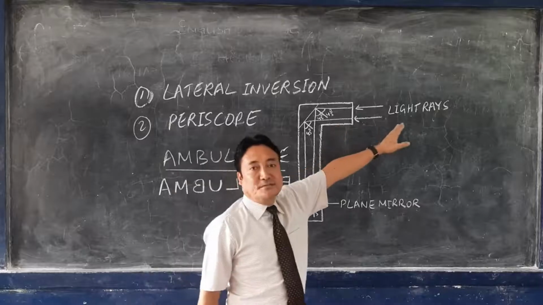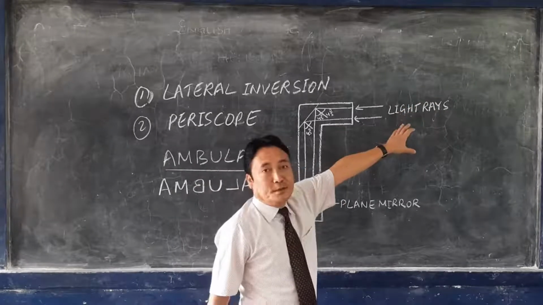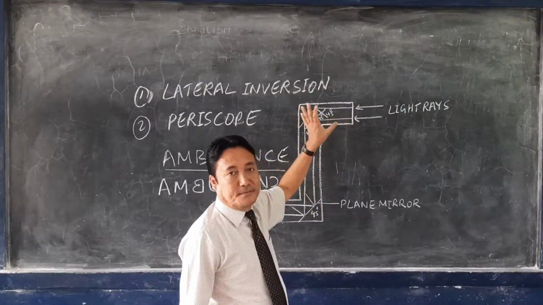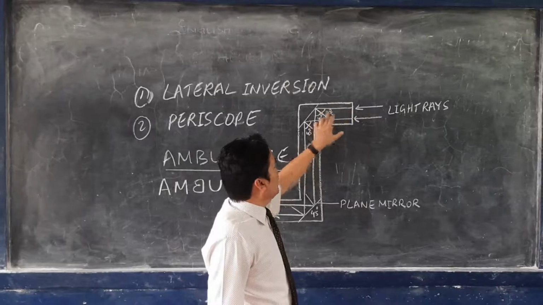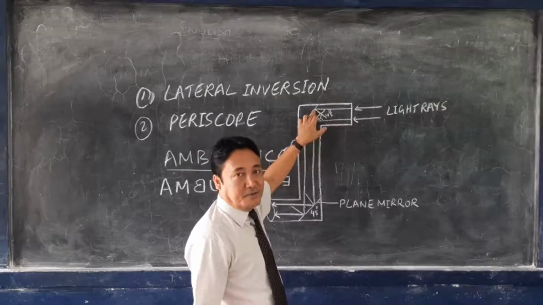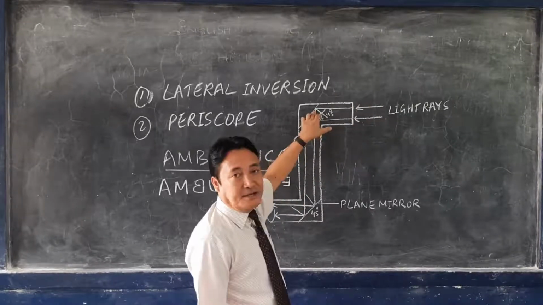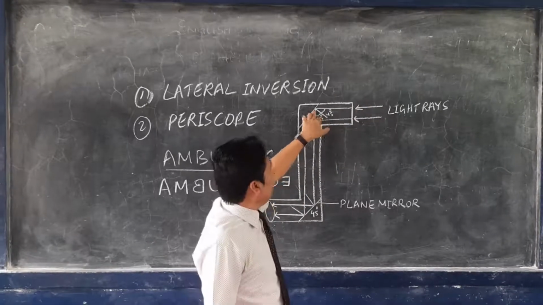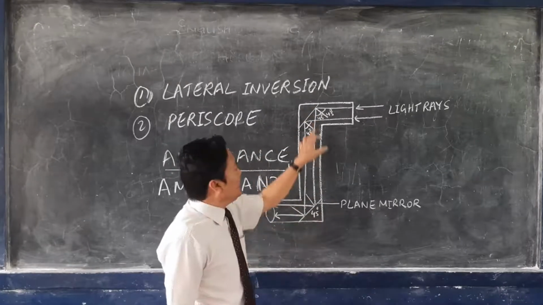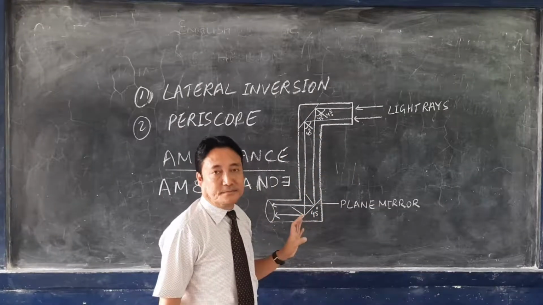Now the light rays from a distant object, a very far object, will come and fall on the plane mirror. This is the incident ray of light coming from the distant object. When the light rays fall on the plane mirror, they get reflected back. When the reflection takes place, they get reflected at 90 degrees.